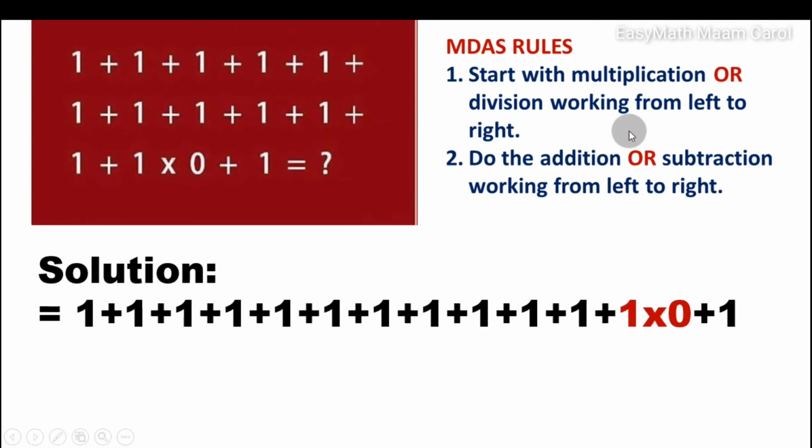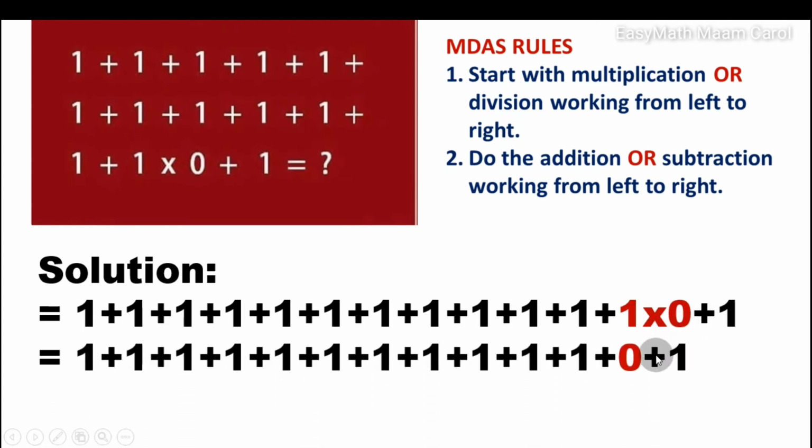Okay? Kasi meron na ditong first rule. It falls under the first rule na start with multiplication or division. So, 1 times 0 yun. So, the answer for that is 0.